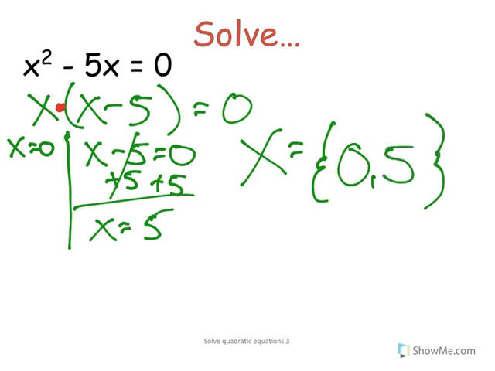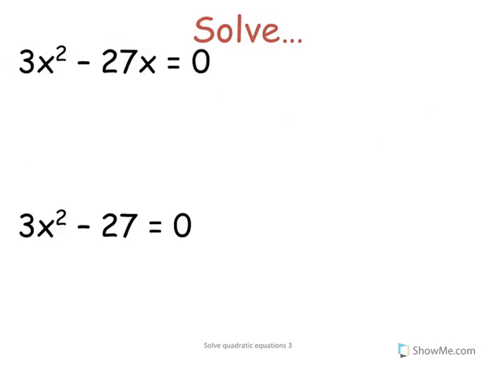And obviously if I go back and I check 0, I get 0 squared minus 0 is 0. And if I check 5, I get 5 squared minus 25, 25 minus 25 is 0. Right, so if there is a GCF, our go-to is going to be to factor out the GCF. You're going to then use the zero product property to split it up. You're going to solve each equation individually.